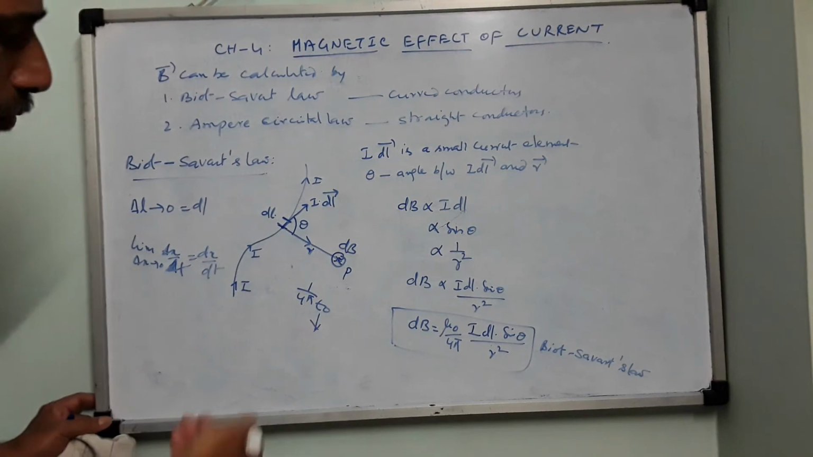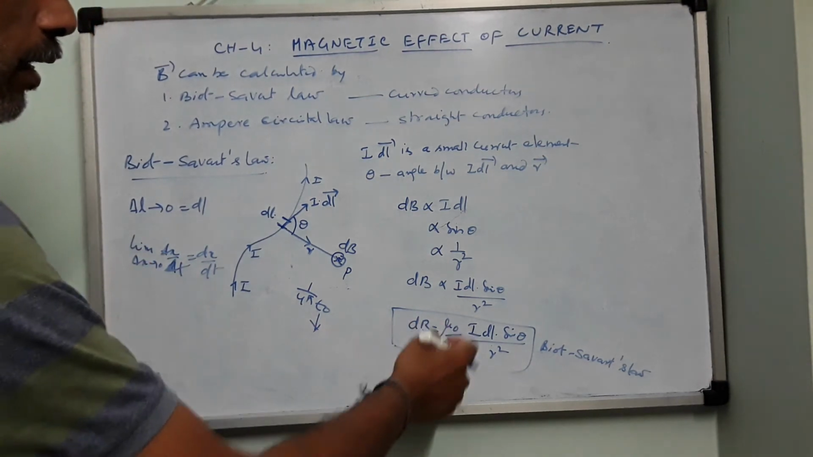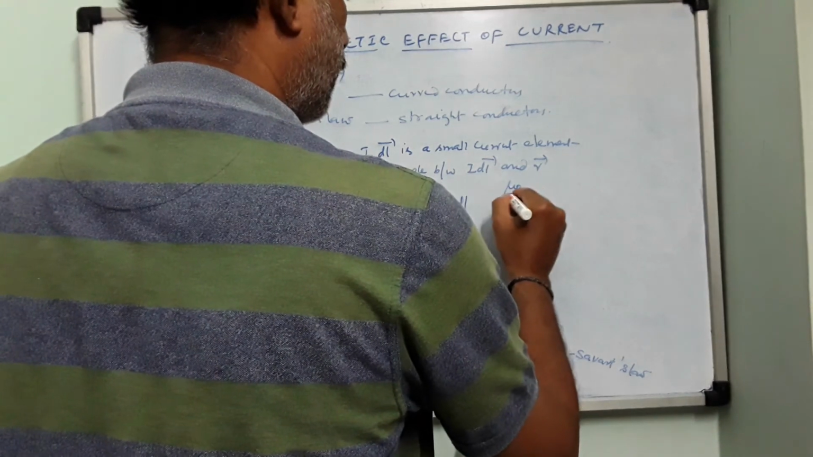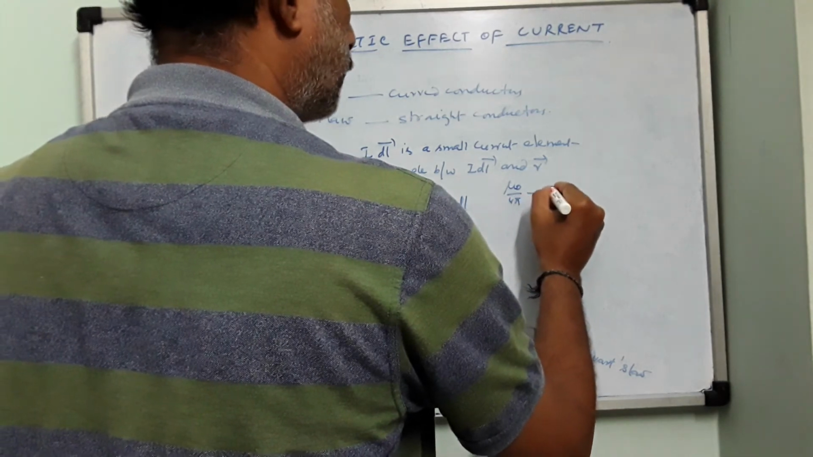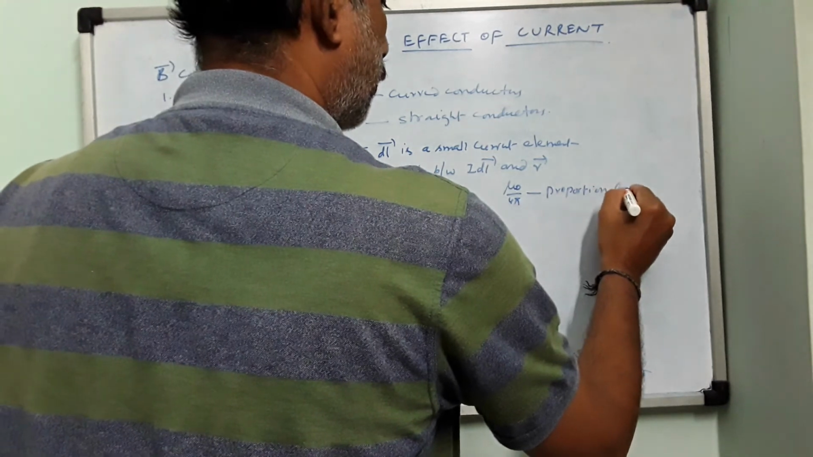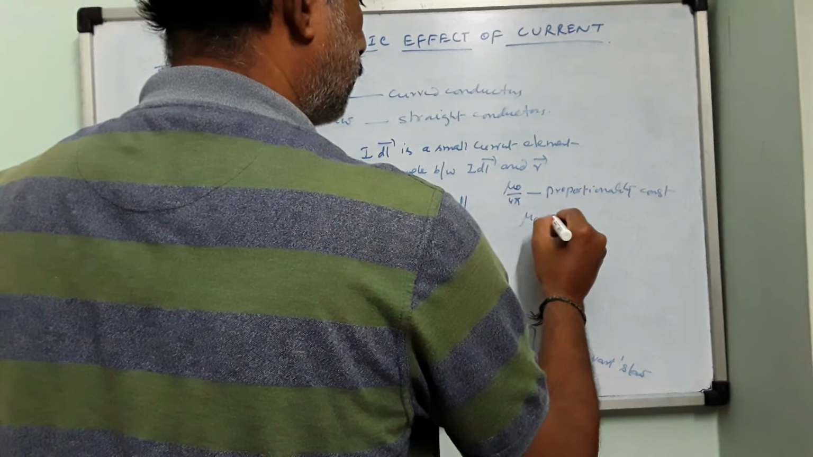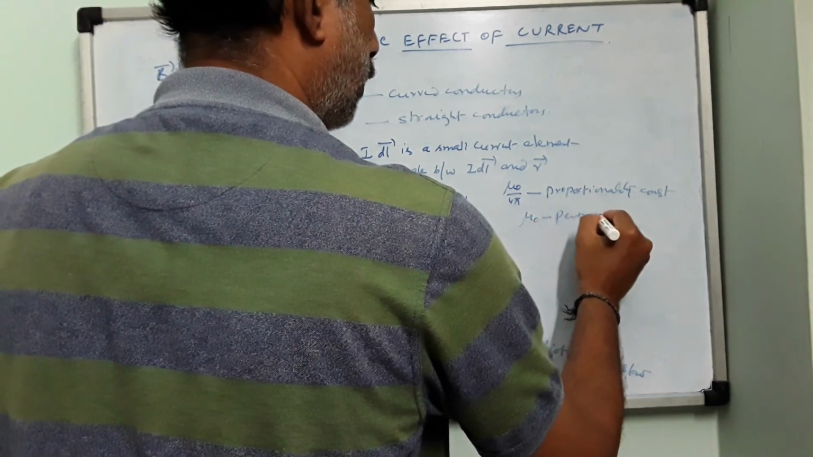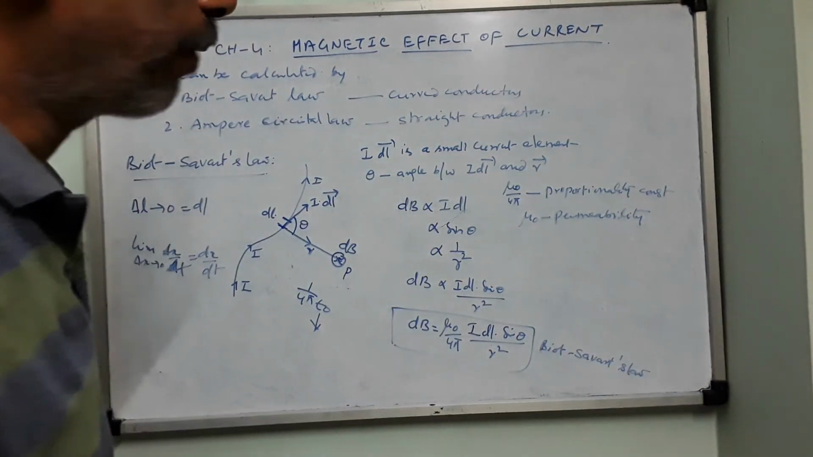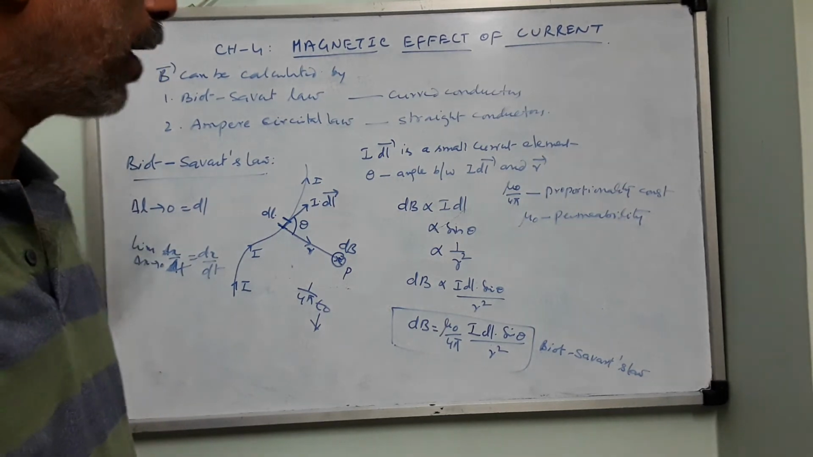In magnetism, Biot-Savart's law we have only in magnetism. So dB equals mu naught by 4 pi Idl sine theta by r square, where mu naught by 4 pi is known as the proportionality constant. Mu naught is known as permeability. Nobody will ask you to define permeability, but you should know what is meant by permeability. It is the ability of a medium to permit magnetic field lines to pass through it.